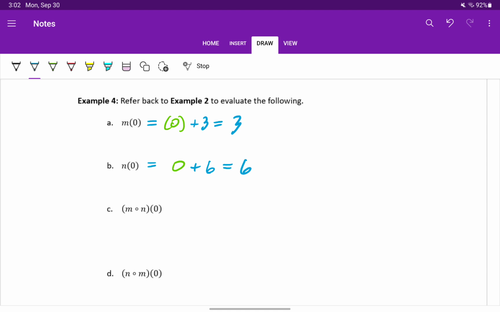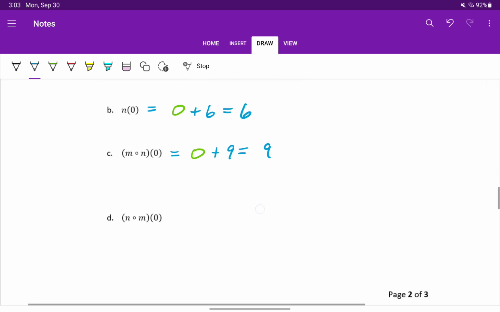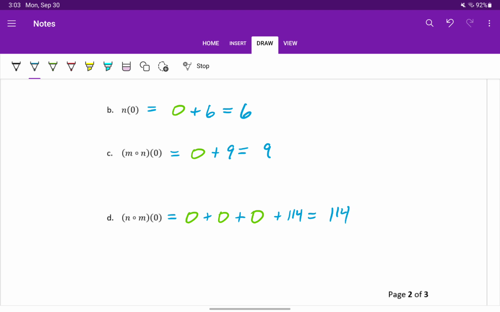When we evaluate m of n of 0, plugging in x equals 0 sends our first term to 0. Plus 9 gives us 9 as a result. And evaluating n of m of 0 turns our first 3 terms to 0. Plus 114, so a final answer of 114.